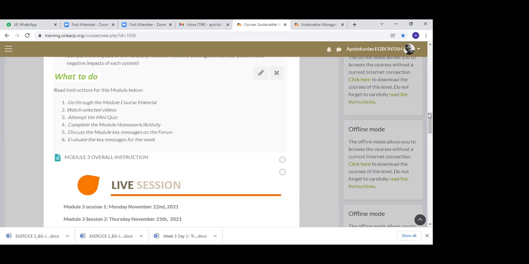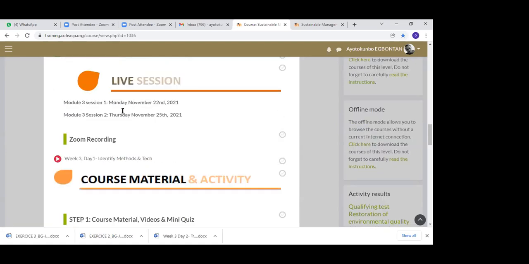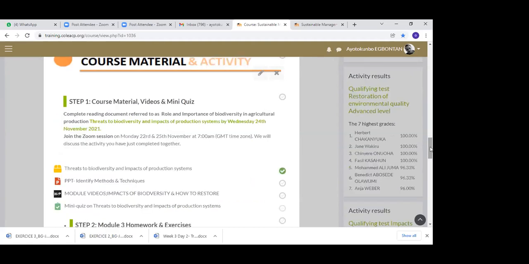If you go down, you'll see the overall instructions. If you click on it, you see the overall instructions. And then there is this live session. We're going to embed the Monday live session that we recorded here, and this one that we are concluding now is also going to be embedded here. If you check the Zoom recording, the one on Monday has already been embedded, and we're going to embed this one too. So you can fall back to them and get familiar with what we have discussed, or if there's any vital point you have lost, you can get acquainted with it, and you will gain more knowledge.